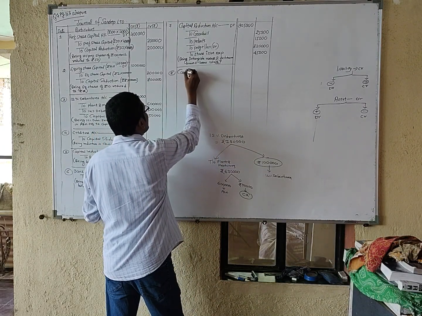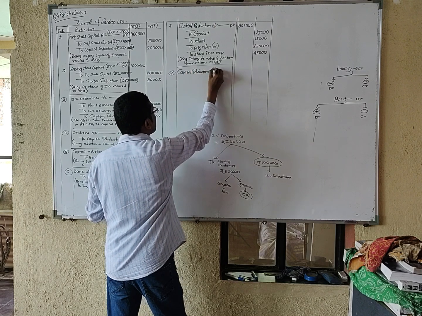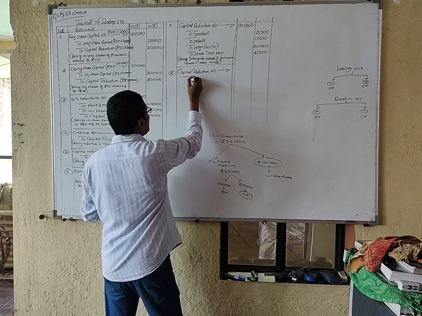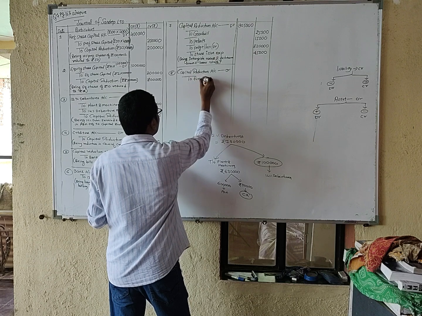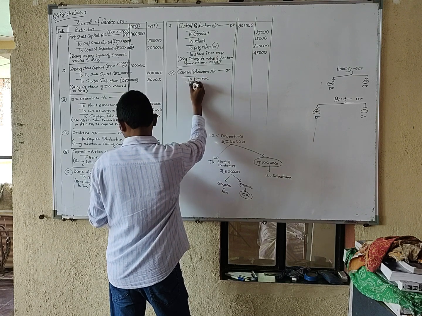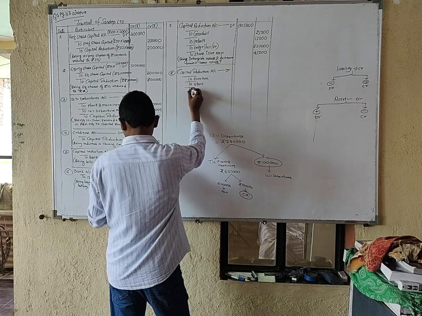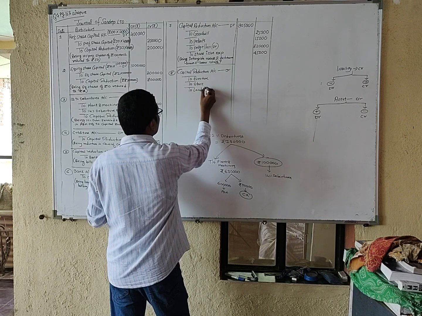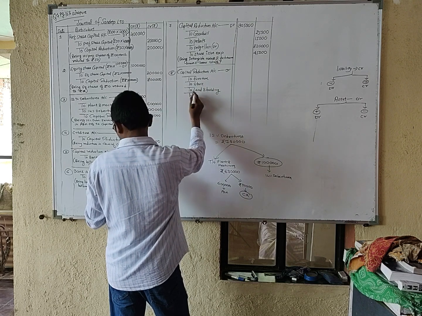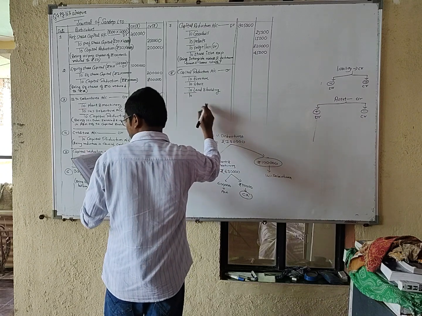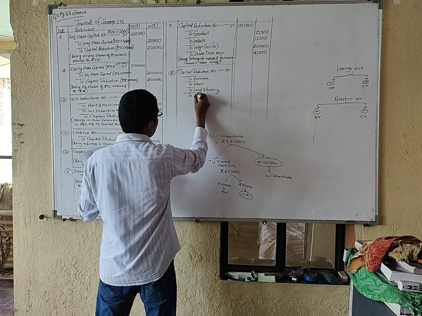And capital reduction, you have to make it debit. So capital reduction account debit to furniture account, to stock in trade account, to land and building account, to debtors. Now all are reducing if you check. Okay. All the values are reduced. That's why you have to make it credit all assets to debtors.